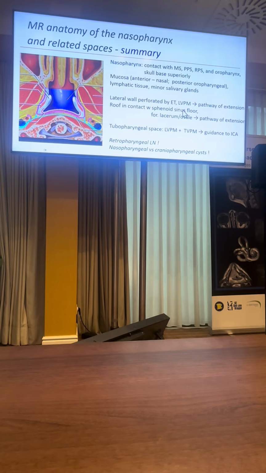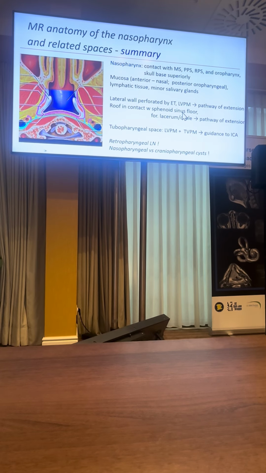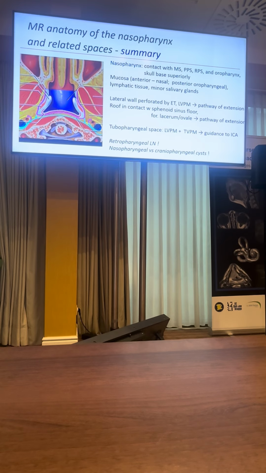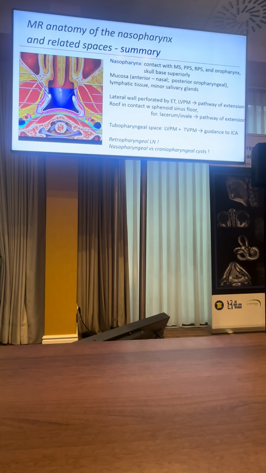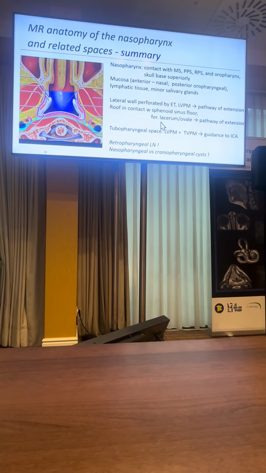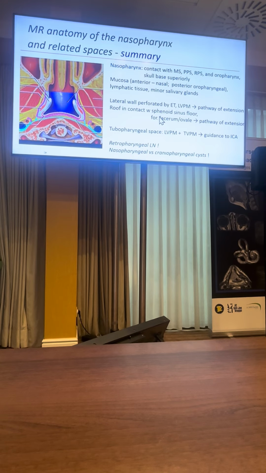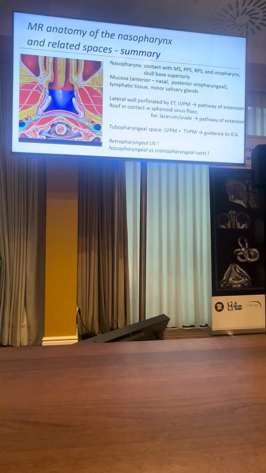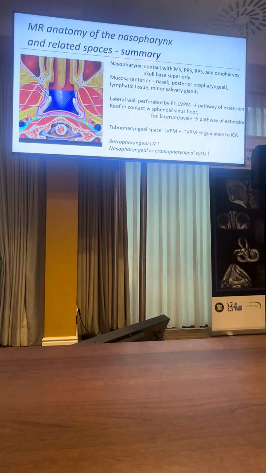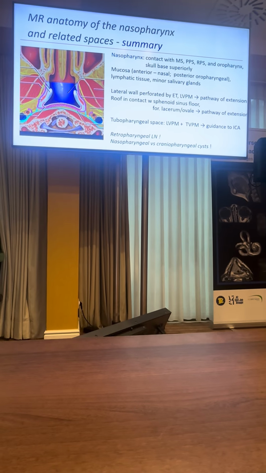The roof is in contact with the sphenoid sinus floor, in direct contact. It's separated from the floor by the pharyngobasilar fascia, but it's a thick fascia on the surface of the prevertebral fascias, so it's not a good protection of the floor of the sphenoid sinus. We have continuation of the lateral recess, Rosenmuller's fossa, to foramen lacerum. Remember, we have the border laterally, that is the tensor palatini muscle.